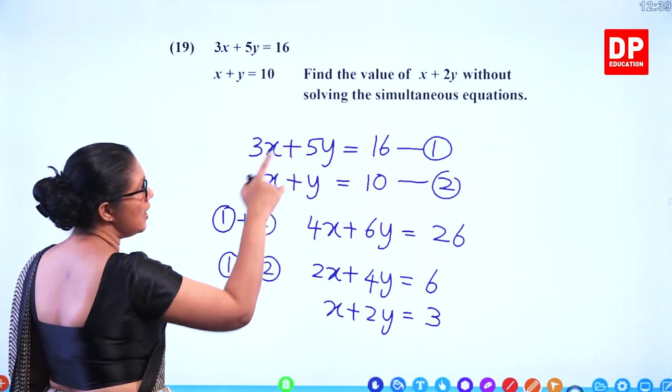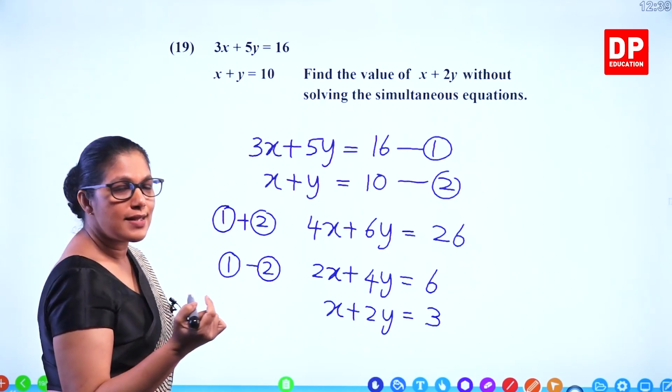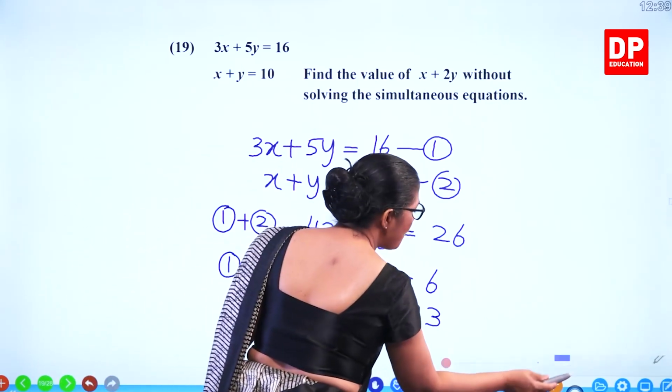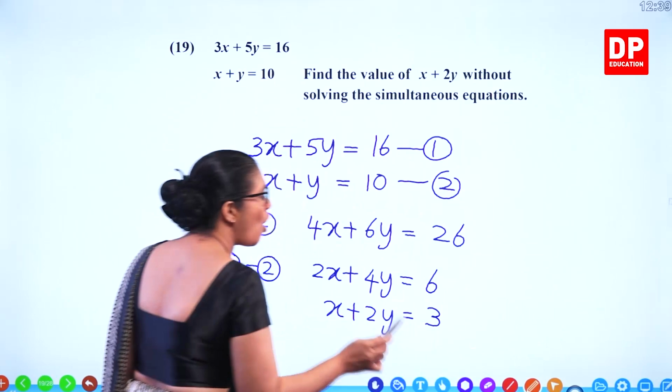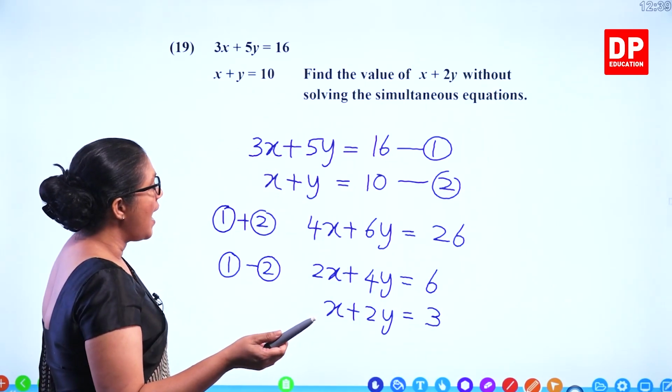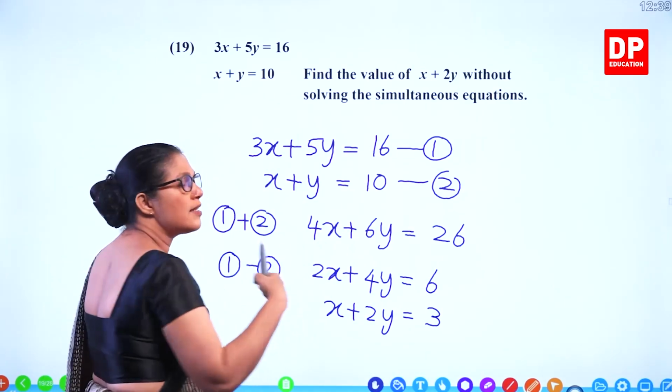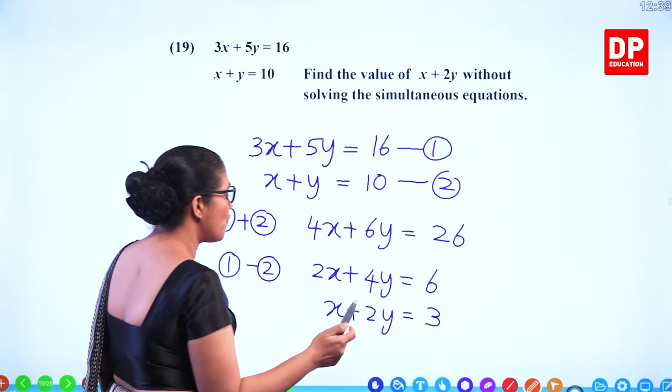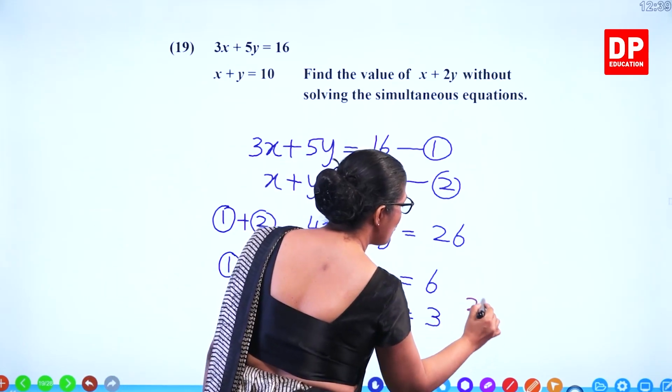So that's what we need, x plus 2y. So the answer is 3. So you have to check whether to add or subtract. And if you can't get it by addition, then definitely you have to try subtraction. So 2 marks for that.